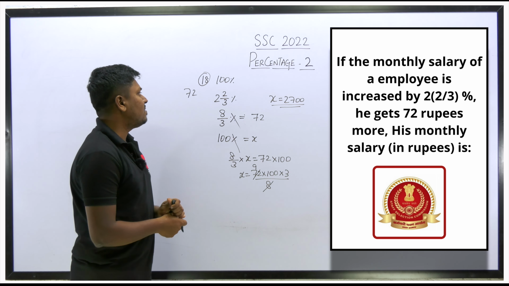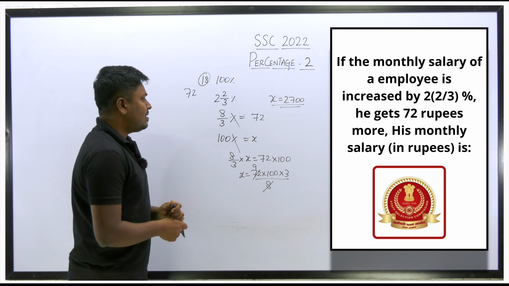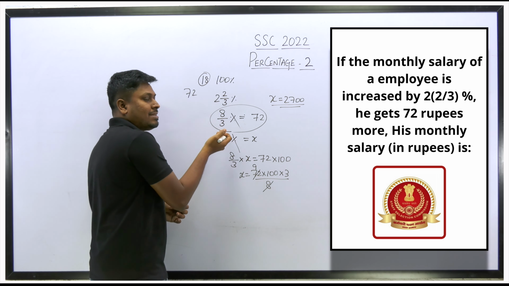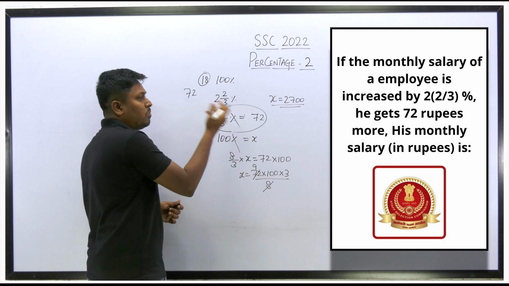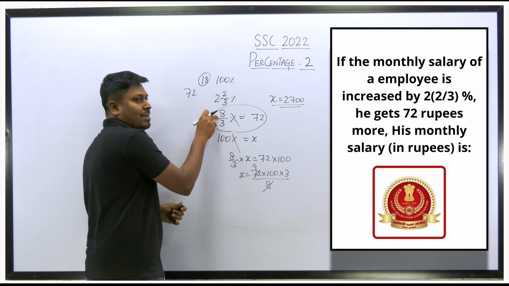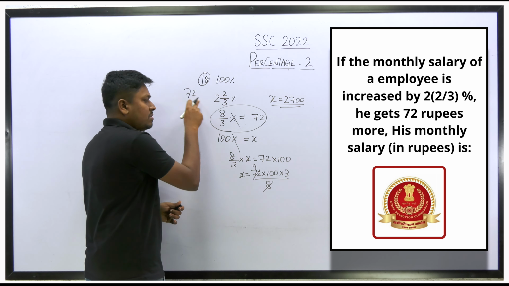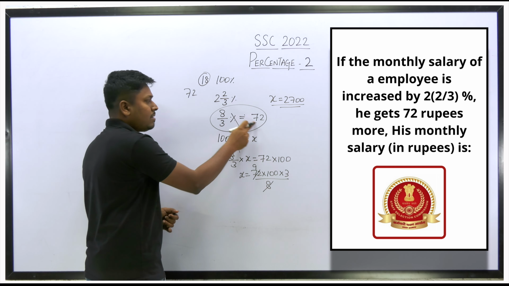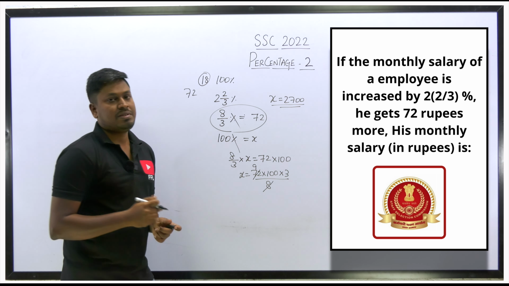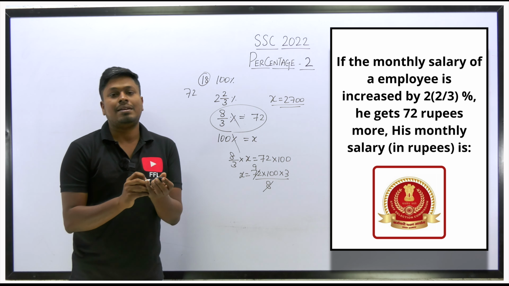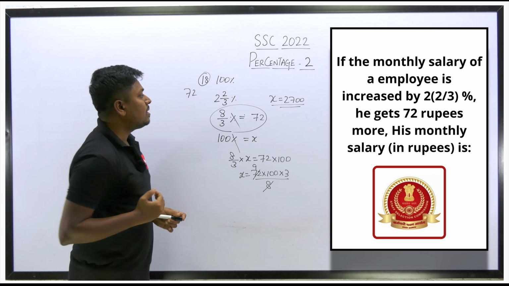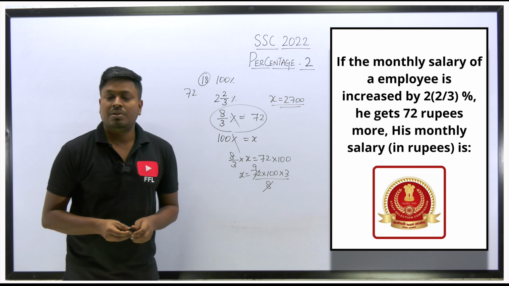So it's understood or not? Very simple question. This is the important step here: if they have given 8/3 percentage salary increment and 72 rupees more, only because of this increment he is getting 72 rupees more. So the percentage increment is equal to the rupee increment. So 8/3 percentage is equal to 72. Then we kept the salary as 100 percentage, so 100% equal to X. So the total salary of the person is 2700.